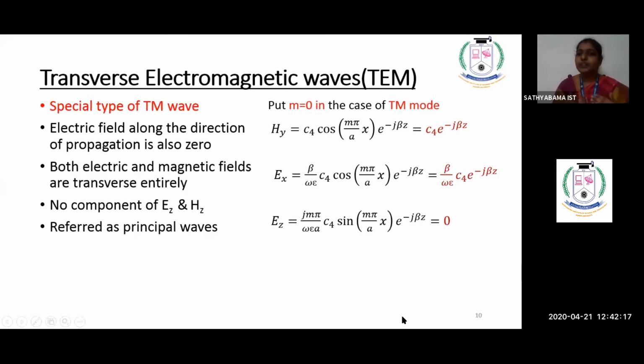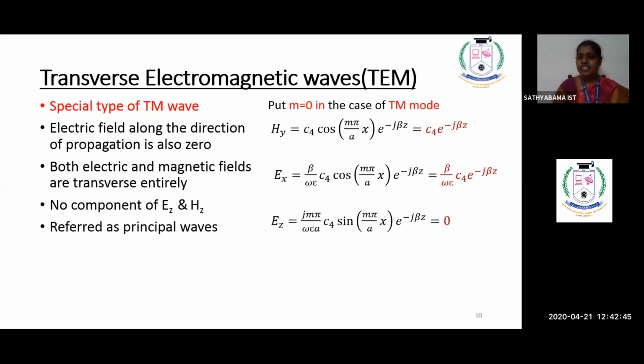Now we are jumping into the next topic: parallel plane waveguide, the transverse electromagnetic wave. Everyone can tell me what is a transverse electromagnetic wave. What is a transverse electric wave? Transverse electric means Ez alone is 0. Transverse magnetic means Hz alone is equal to 0. Transverse electromagnetic wave means both Ez and Hz should be equal to 0. Only then will that configuration exist.